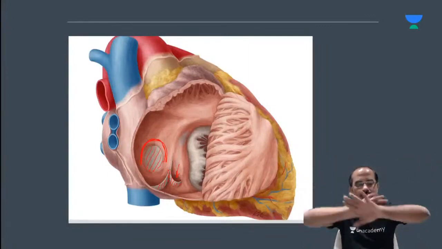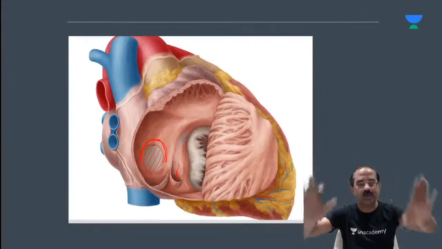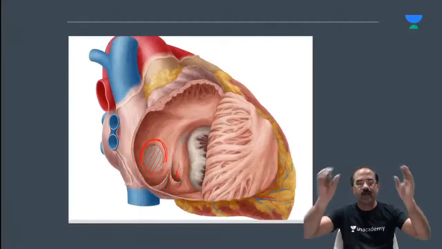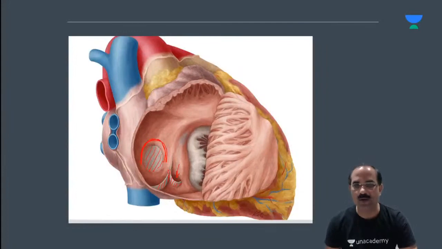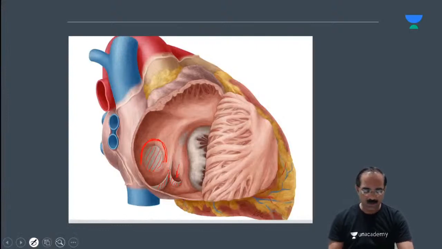So be clear about this. The floor of fossa ovalis is represented by septum primum, and the elevation above the septum primum is the limbus fossa ovalis, and that is represented by septum secundum. Is this clear to all of you? Okay. Fine.